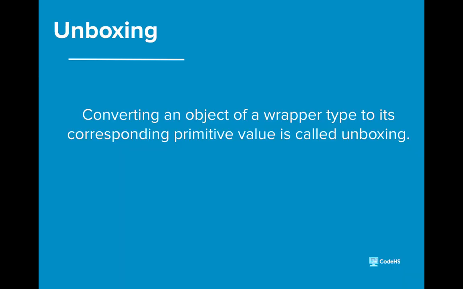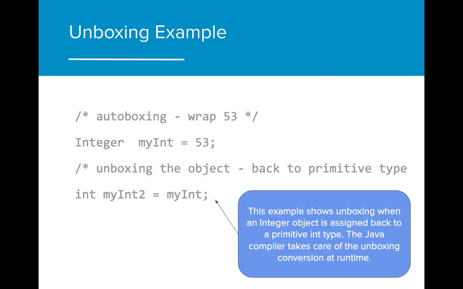Unboxing is the reverse of autoboxing. Unboxing is the automatic conversion that the Java compiler makes from the wrapper class to the primitive type. This includes converting an Integer object to a primitive int and a Double object to a primitive double. Instead of having to use the intValue method, as we did in a previous example, we can actually assign an Integer object to a primitive variable, and it will automatically convert it to the correct type. This example shows unboxing when an Integer object is assigned back to a primitive int type. The Java compiler takes care of the unboxing conversion at runtime.